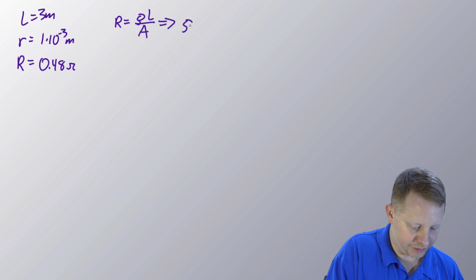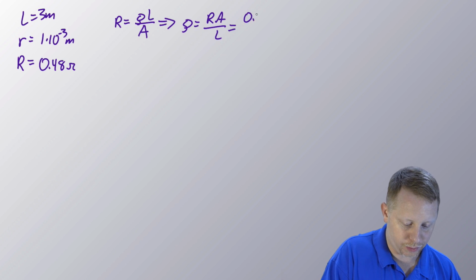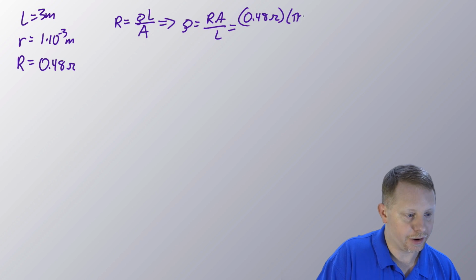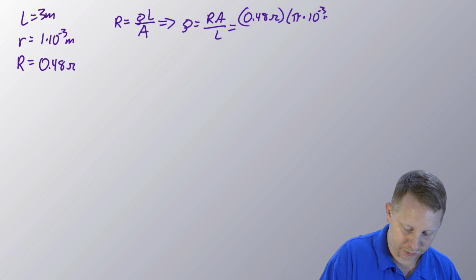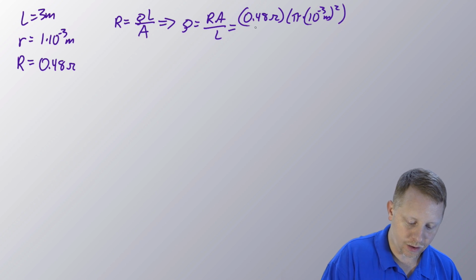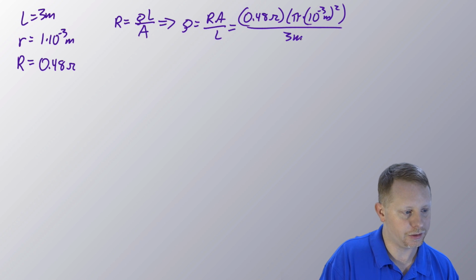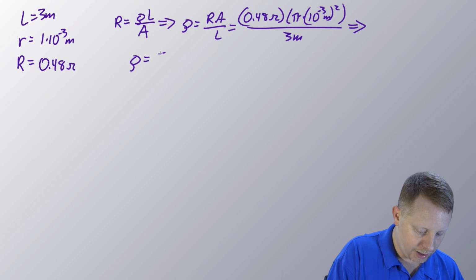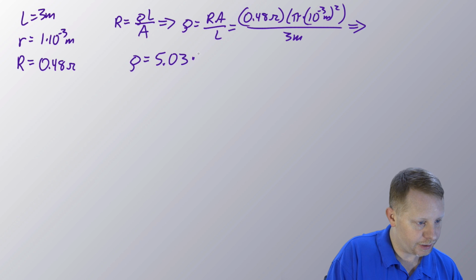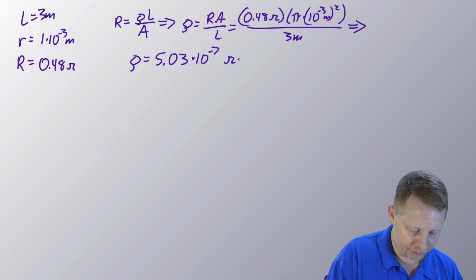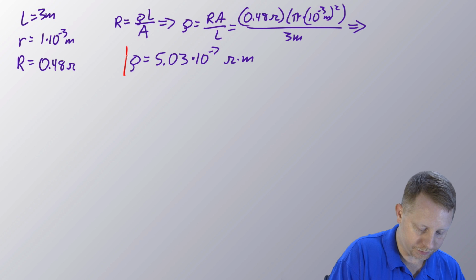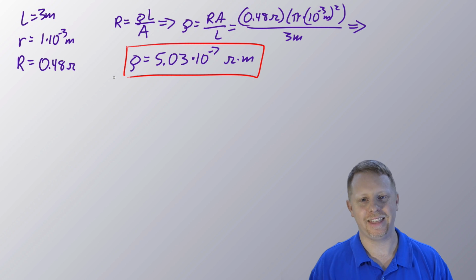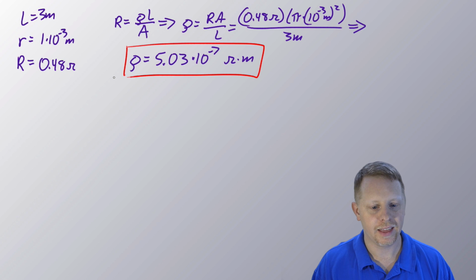This implies then that our resistivity must be RA over L, or 0.48 ohms times our area, pi r squared, pi times 10 to the minus 3 meters squared, all divided by our length of 3 meters. Put that into my calculator, and I come up with a resistivity of about 5.03 times 10 to the minus 7 ohm meters. And I think that should work pretty well for that question.